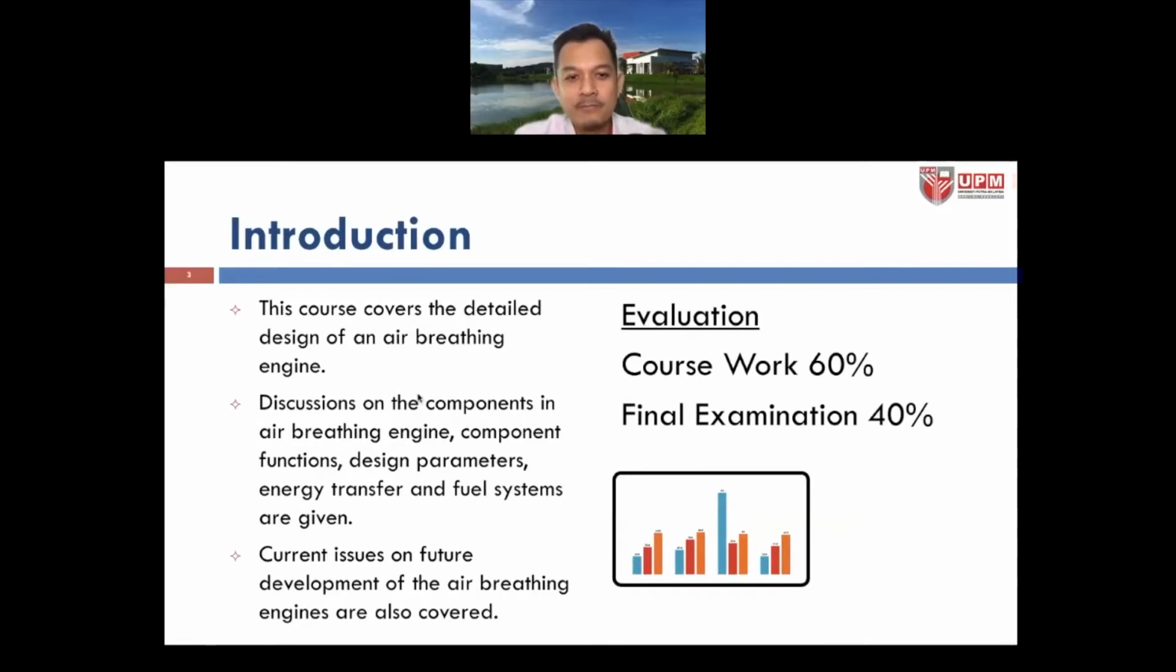So what is being covered in this particular subject? We are going to look into the components of the air breathing engine. We are not going to look into rocket propulsion. We are going to just focus on aircraft propulsion. The main components of an air breathing engine, of course, are the inlet, the compressor, the combustion chamber, the turbine, and the nozzle. However, for this particular course, we are going to focus more on the three core components, which are the compressor, the combustion chamber, and the turbine, right? So we are not going to look into detailed design of the inlet as well as the nozzle, right?